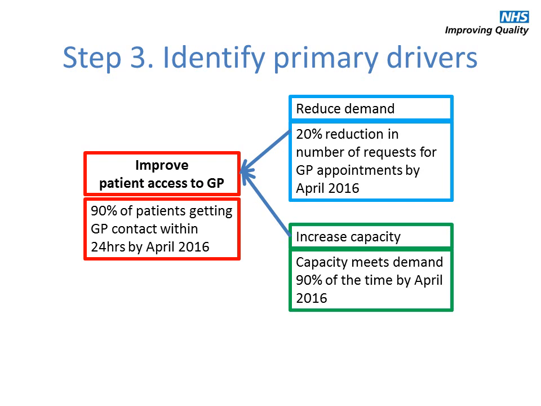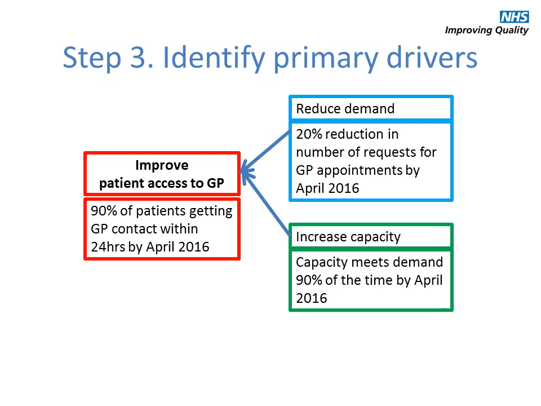In this example, you can see we're using improving patient access to their GP. So that's our aim on the left-hand side: 90% of patients getting GP contact within 24 hours by April 16. We've worked on 2 key primary drivers here, first being reducing demand and the second being increasing capacity.